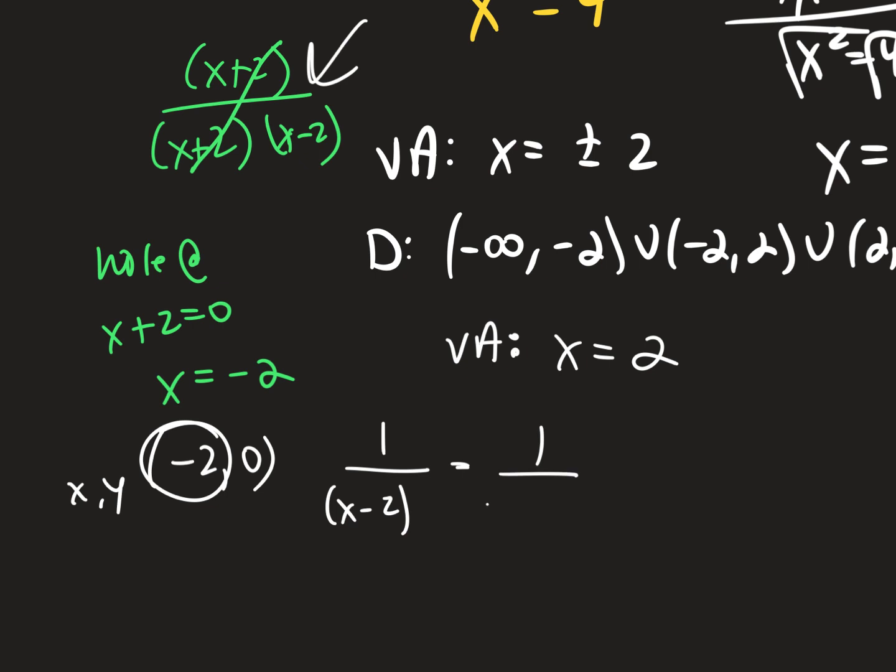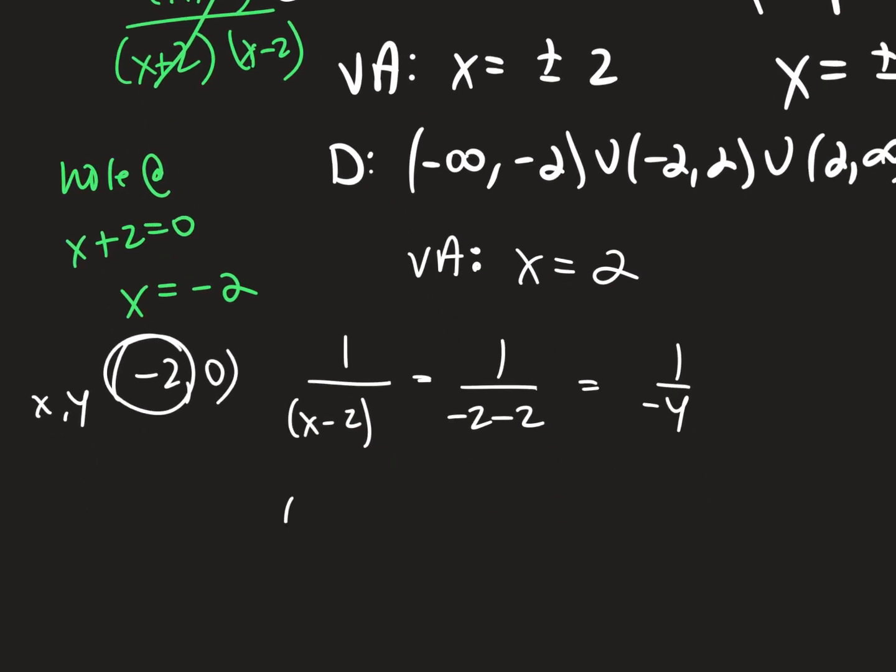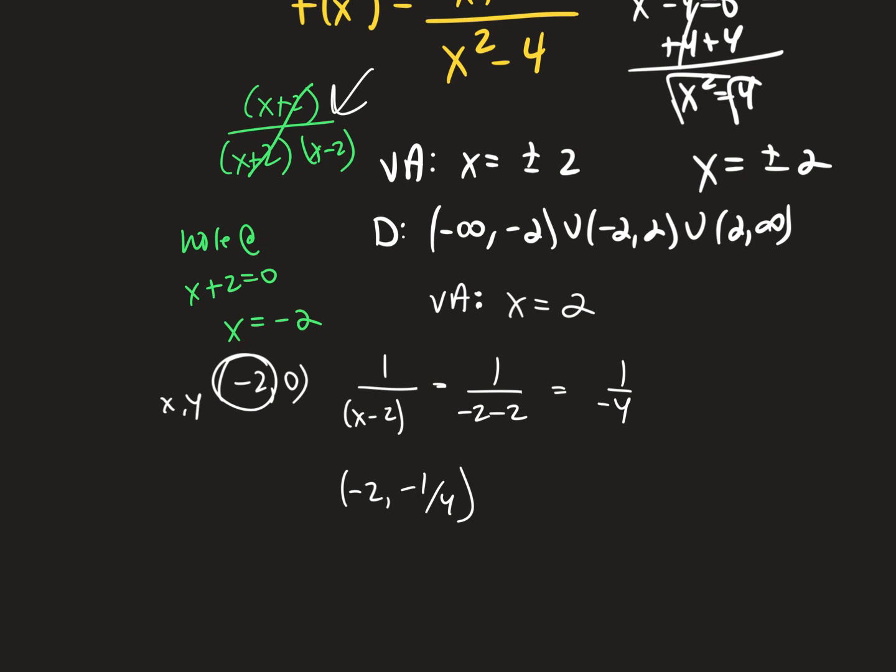So it would be 1 over negative 2 minus 2. So your hole would occur at negative 2 comma negative 1/4. But again, I'm not asking you to answer it like that on the test. On your test, you just cross off what they have in common, and then you tell me what the x value is where the hole occurs.